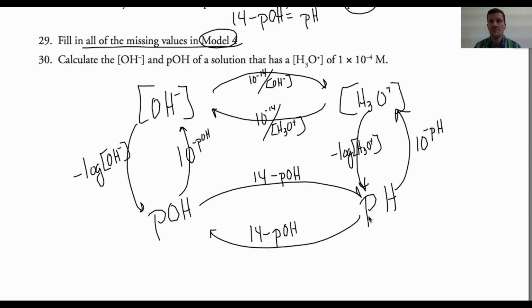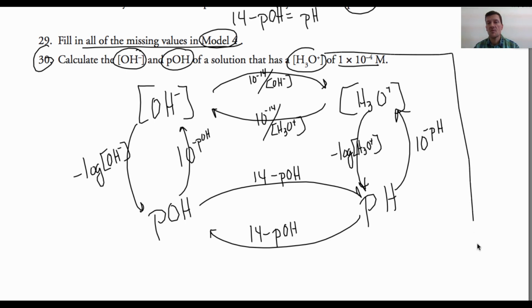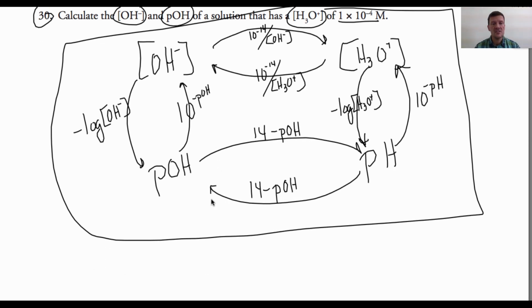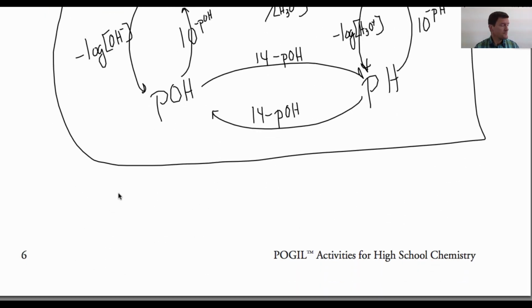Okay? So question number 30 here says calculate the concentration and pOH of a solution that has a concentration of hydronium ions given there. So you could use this table right here to come up with your answer. And as you do so, if you want to refer to this table, that's fine. I'm going to let you know what the answer is, and then you can check to see if you get it correct or not.